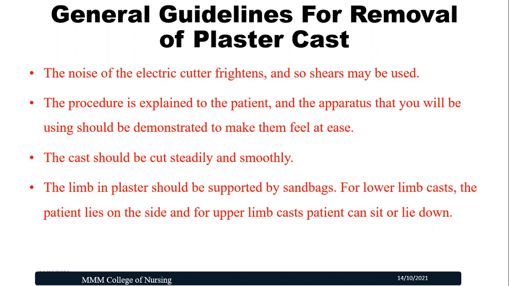The cast should be cut steadily and smoothly. The limb in plaster should be supported by a sandbag. Suppose if a lower limb cast is removed, then the patient can lie in a side-lying position. If it is an upper limb cast, then the patient can sit or lie down comfortably.